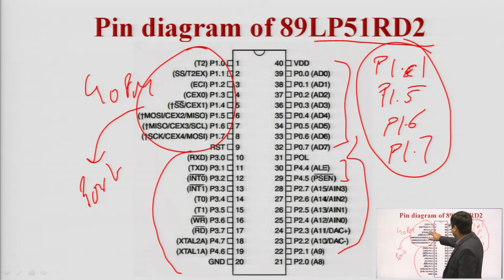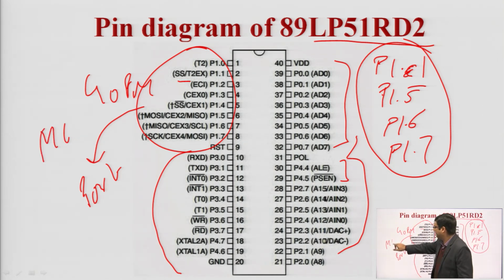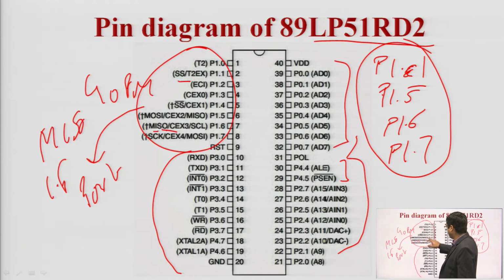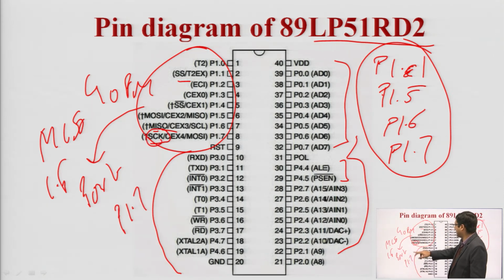In P1.1 there is the slave select line. In P1.6 there is the MISO line. MOSI line is available in P1.5, and in P1.7 the line available is the SPI clock, that is the system clock. Basically system clock cycles are provided through P1.7. In the next slide we will discuss one by one all these lines, that is P1.0 and P1.5 to P1.7.